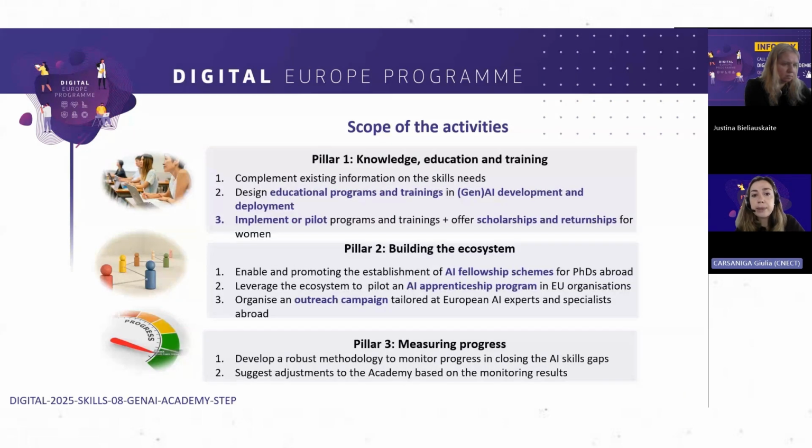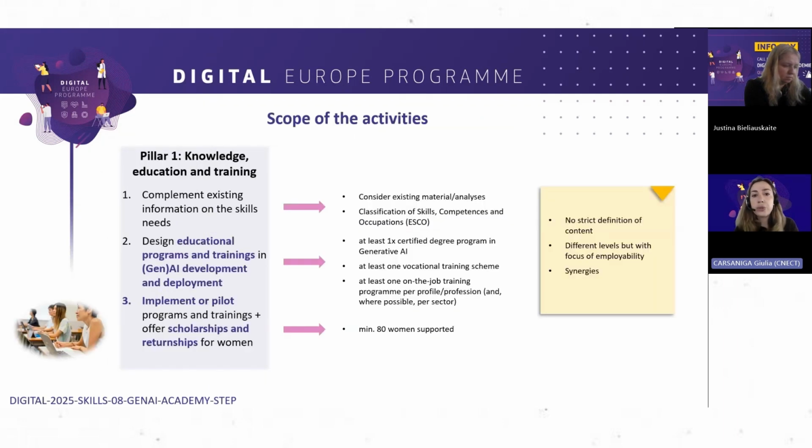As for the other academies that are presented today, the AI Skills Academy will have three main pillars of action, and now I'm going through them a bit more in detail. Pillar 1, knowledge, education and training, will enable to improve the educational and training offer around AI and GenAI to train and upskill new specialists and also reskill existing workforce. So that is why we have three main subsections here.